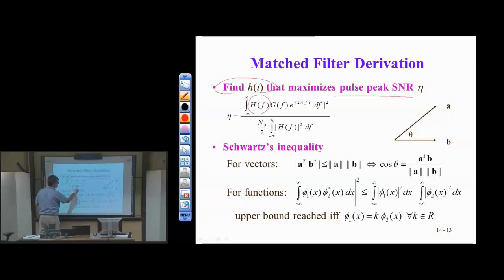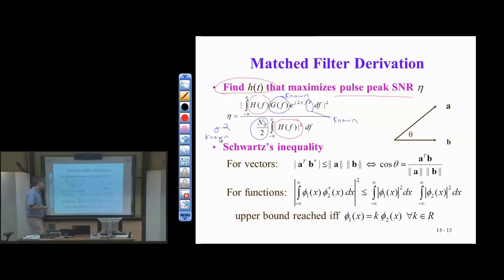I have the match filter showing up in the numerator and denominator, which I don't know yet. What I do know is everything else. I know the pulse shape and its Fourier transform, so this is known. And I know what T is, that's known. And I know this is just sigma squared, that's known. So the only unknown in all of this is the match filter impulse response, or equivalently its Fourier transform. So now I'm going to go ahead and get it out of there. Trying to get rid of it for a second. We'll see how to do that.